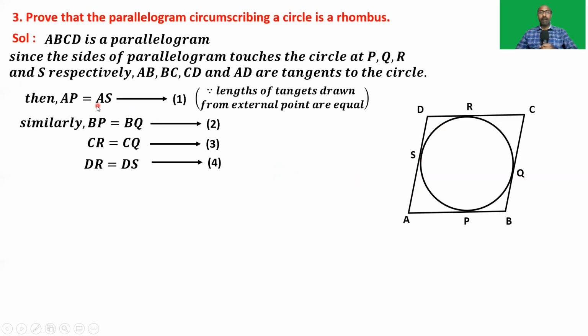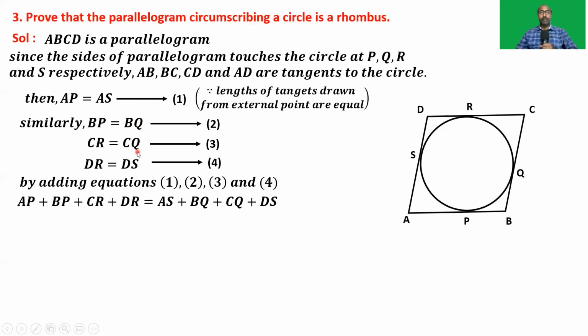Now, by adding all these equations together, we get AP plus BP plus CR plus DR. That is, the sum of the terms on the left side is equal to the sum of the terms on the right side. That is, AP plus BP plus CR plus DR is equal to AS plus BQ plus CQ plus DS. Now, by rearranging these terms together, AP plus BP as one term, CR plus DR as one term, AS plus DS as one term, and BQ plus CQ as one term, we get like this.